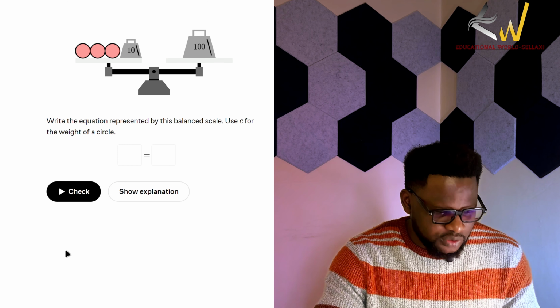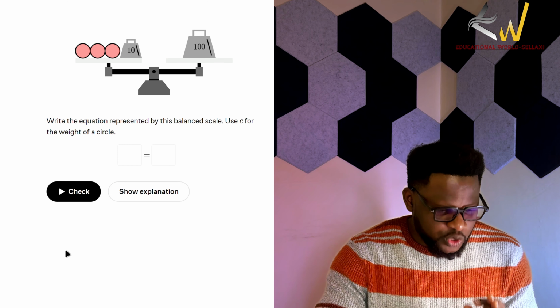Now let's look at this. Write the equation represented by the balanced scale. Use C for the weight of the circle. So to write the equation that represents the balance on the scale, it is going to be 3 circles, 3C plus 10, will be equal to 100. And that's it. Alright, so let's continue.